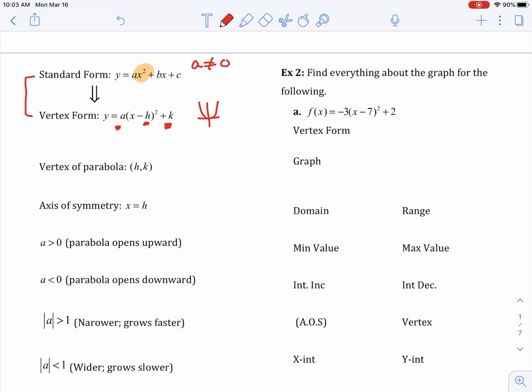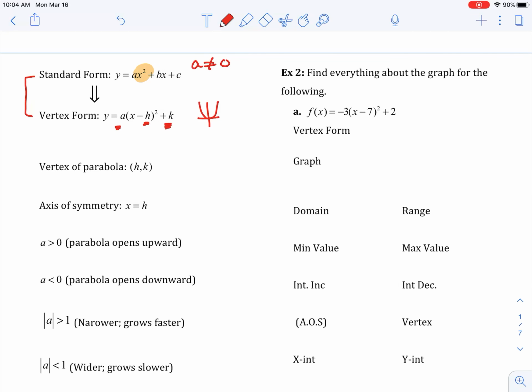So our vertex, that turning point, is always going to be that h, k, how we've translated it left or right, or how we've translated it up or down. Our axis of symmetry, that line that cuts right through the middle of our parabola, that vertical line, is always going to be our x equal to h.